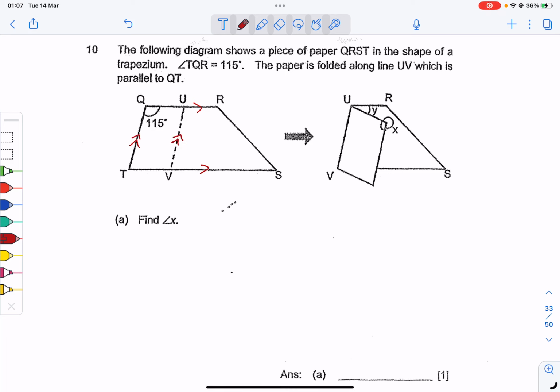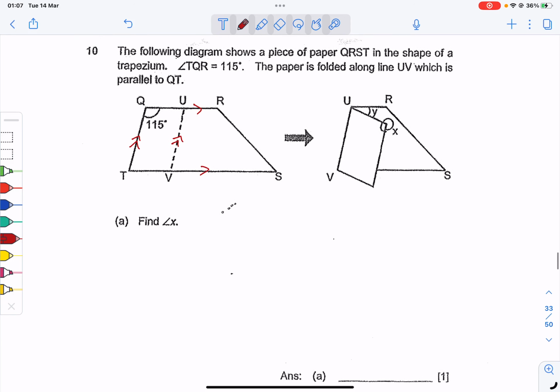Okay, and then find angle X. So when you have this angle here, and when we fold, it becomes here. Therefore, this angle will be marked as 115. So angle X will be angle at the point 360 degree minus 115 degree, and will have 245 degree. So this is answer for A, and I'll put down my answer is 245 degree.